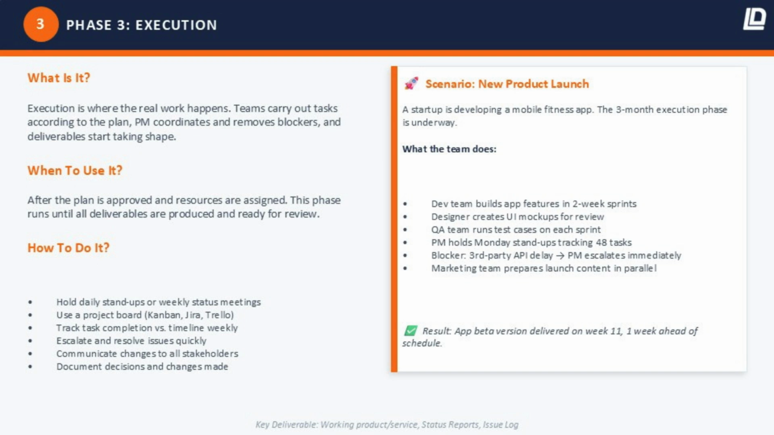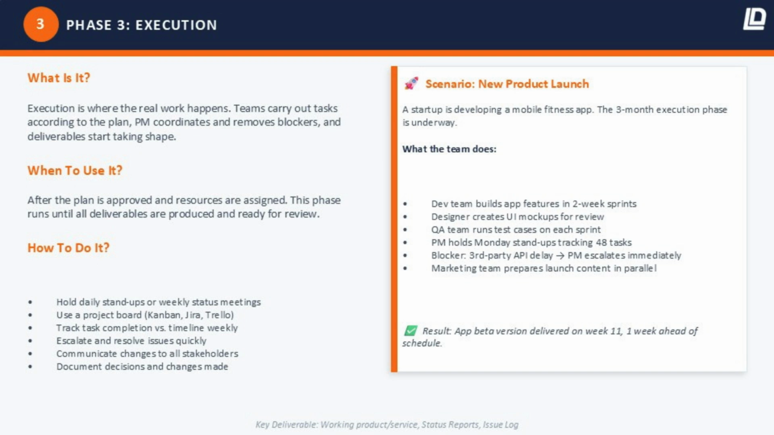When issues arise, and they will, escalate and resolve them fast. Delays compound. A 2-day problem ignored becomes a 2-week problem. Communicate any changes to stakeholders immediately. Nothing destroys trust faster than a stakeholder finding out about a project change from someone other than you. Document every decision and every significant change. Your future self, and your team, will thank you.